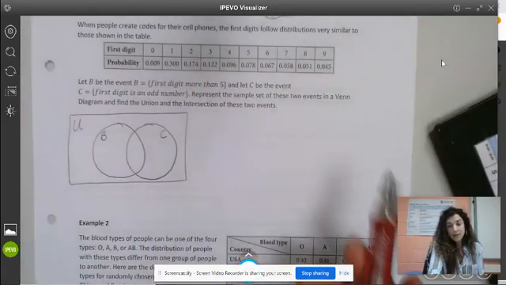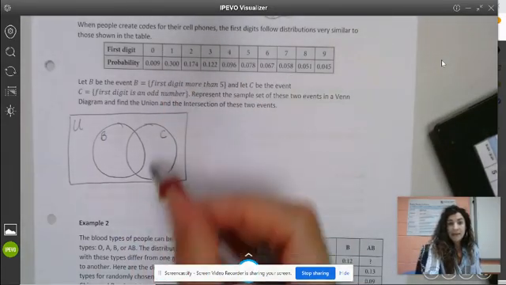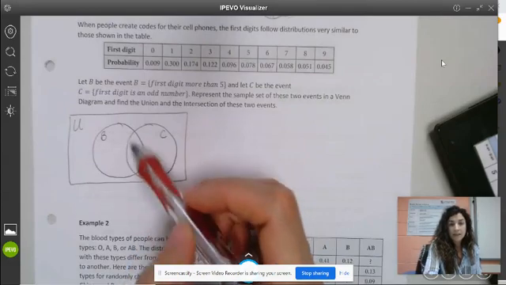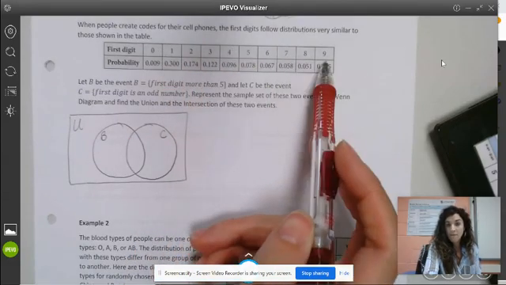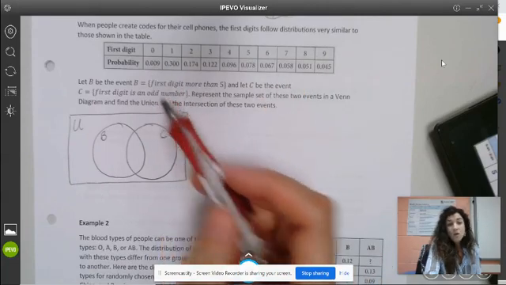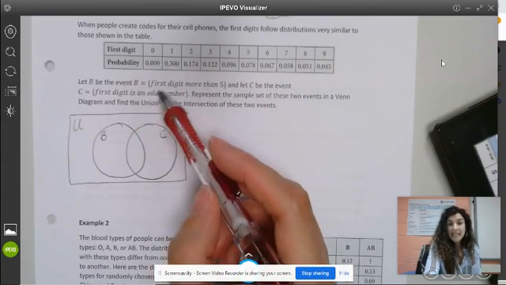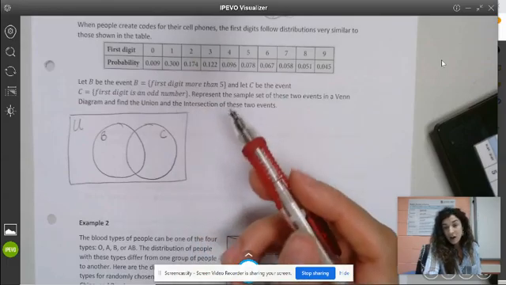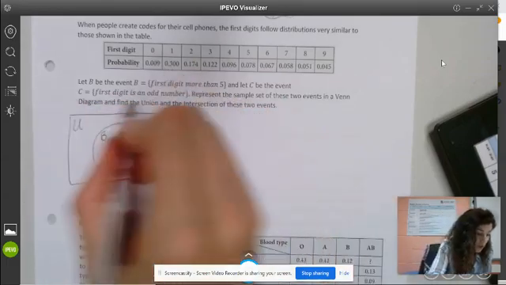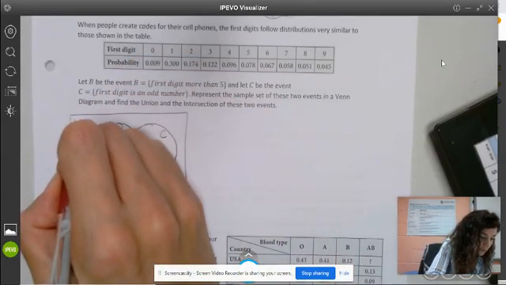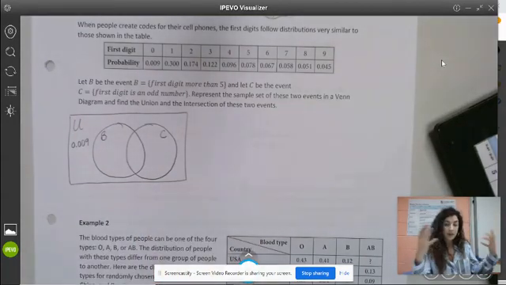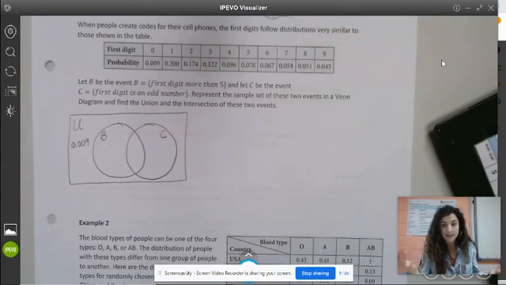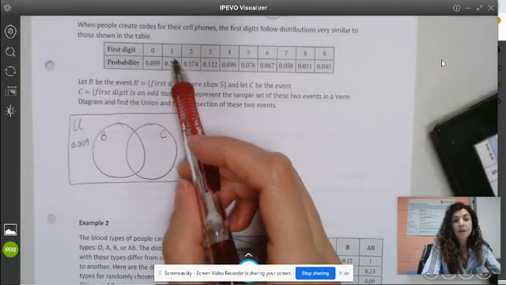So we can start with just 0 and say, okay, well, where would 0 go in this Venn diagram? Does it satisfy event B, where the first digit is more than 5? These are talking about first digits. 0 is not more than 5, and it is not an odd number. So 0 is a probability that doesn't exist in either of those. So it goes outside of the bubbles. It goes in the catch-all of the rectangle around it, saying, hey, this is everything that's not B and C.